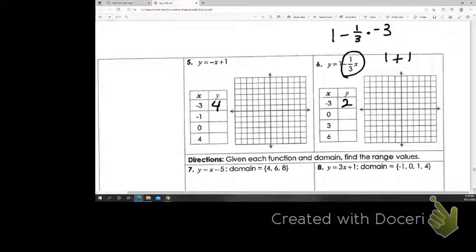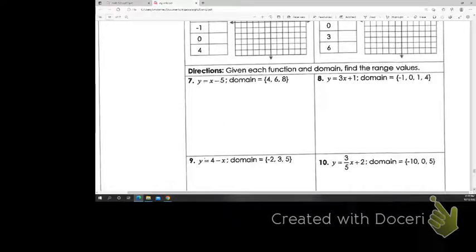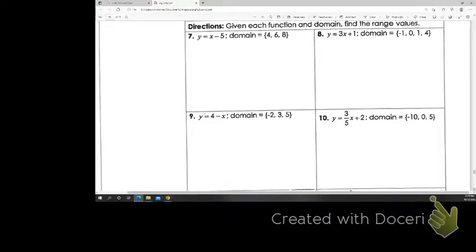Okay, so for the ones with the tables and the graphs, you're going to fill in the table and then plot the points on the graph. They should line up to create a straight line in all of those cases. And then the next ones is basically the same process, except we're not making a graph, we're just going to make a list. So if it says what is the domain, what are the range values, and we're given 3 numbers for the domain, then we should have 3 numbers for the range.